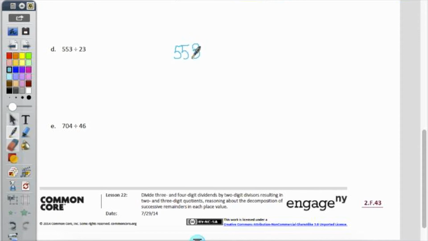553 divided by 23. Okay, so what will I round 23 to? 20. And I'll skip count by 20s. How far will I have to go? What do you think? To 60? Yeah. So where should I chunk this number? To the 55. Are you getting the hang of this? Okay.